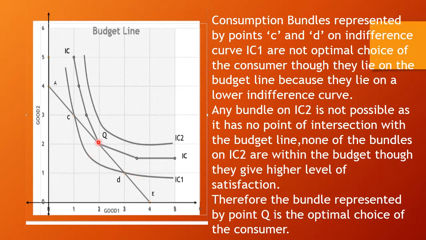See, the bundle represented by point Q not only falls within the budget limits of the consumer, but it is also lying on a higher indifference curve than IC1. So why should the consumer be on IC1 when there is a possibility of being on a higher indifference curve, which is IC2, that gives a higher level of satisfaction corresponding to a higher level of income. So therefore, this point Q is known as the optimal choice of the consumer.